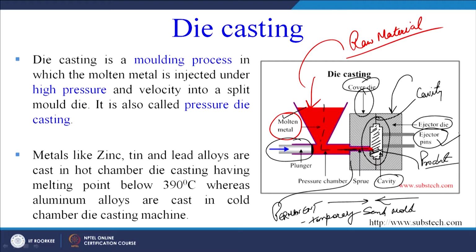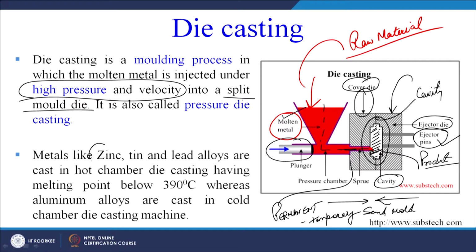So this is the role of the ejector pins: to help the product move out of the ejector die, or push the product away from the ejector die, in the simplest language. Therefore, we can see the die casting is a molding process in which the molten metal is injected under high pressure and velocity, important, high pressure and velocity, into a split mold die. It is shown here, two halves of the die are shown. It is also called the pressure die casting process.